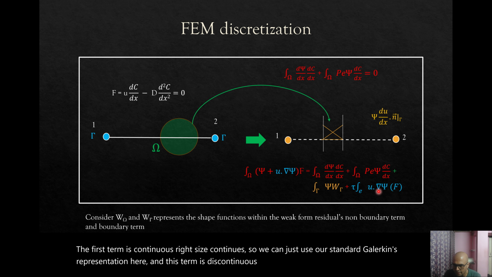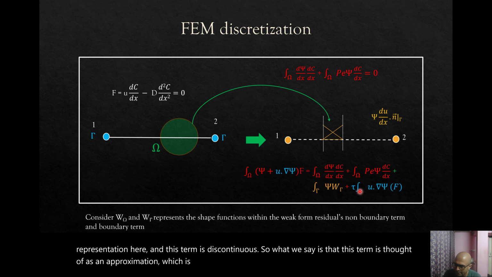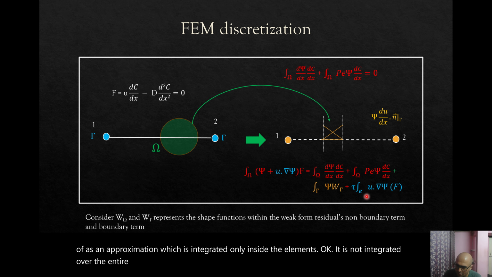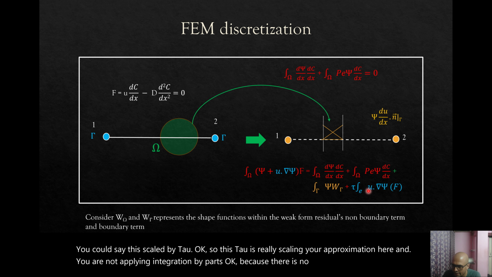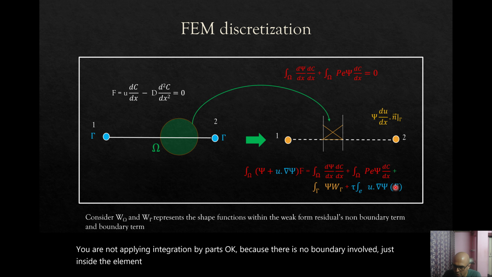So what we say is that this term is thought of as an approximation which is integrated only inside the elements. Okay, it is not integrated over the entire boundary. It's just element to element integration. It's like an approximation, you could say. It is scaled by tau. So this tau is really scaling your approximation here, and you are not applying integration by parts, because there is no boundary involved. This is just inside the element, and so you are just using the strong form.